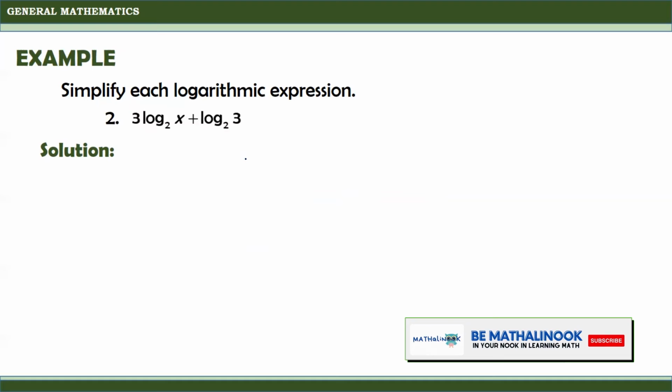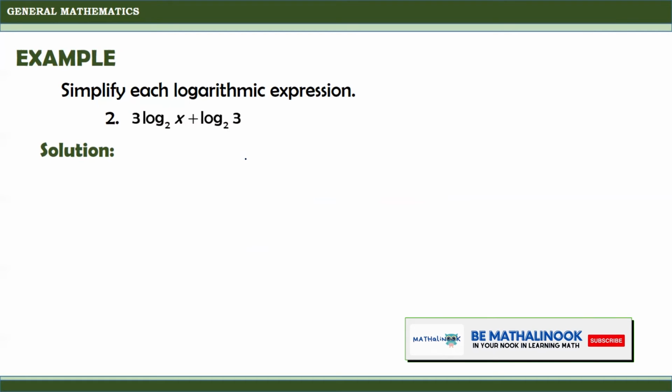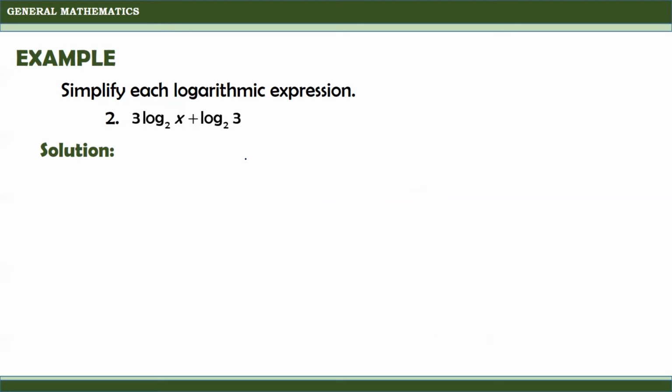Moving on to the second one, we have 3 logarithm of x to the base 2 plus logarithm of 3 to the base 2. So again, we are given 3 logarithm of x to the base 2 plus logarithm of 3 to the base 2. Using property number 3, we can simplify the first logarithmic expression into logarithm of x cubed to the base 2, then copy the second term plus logarithm of 3 to the base 2.